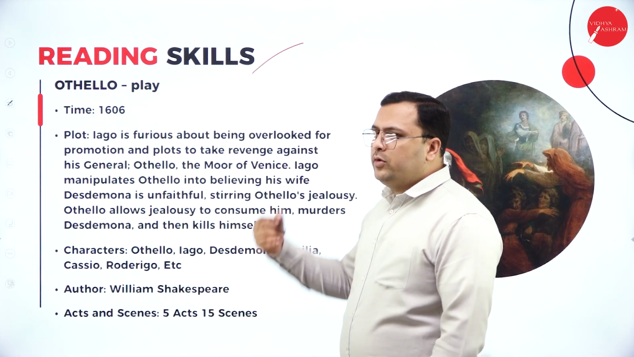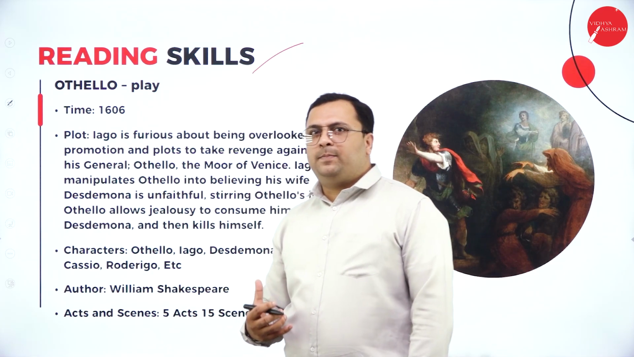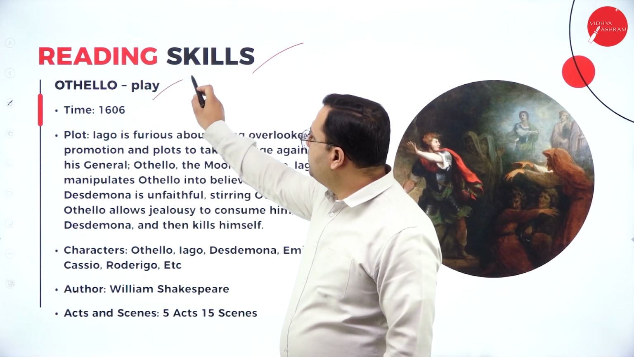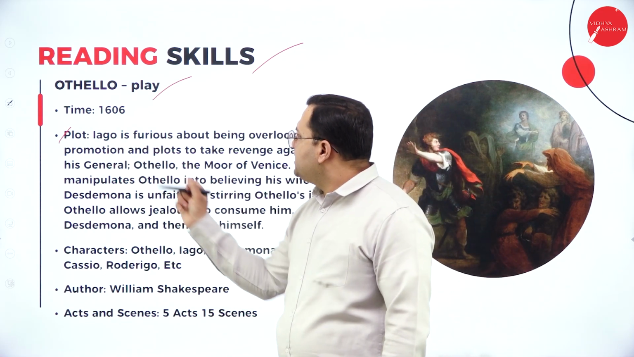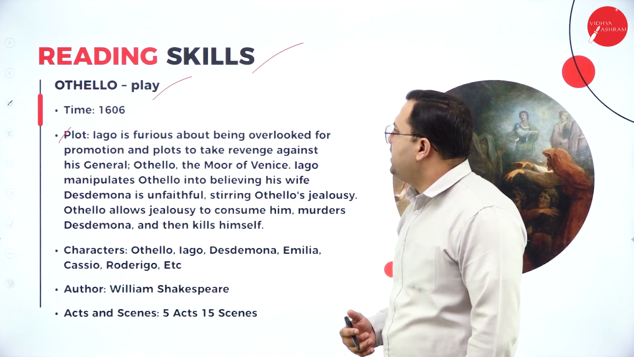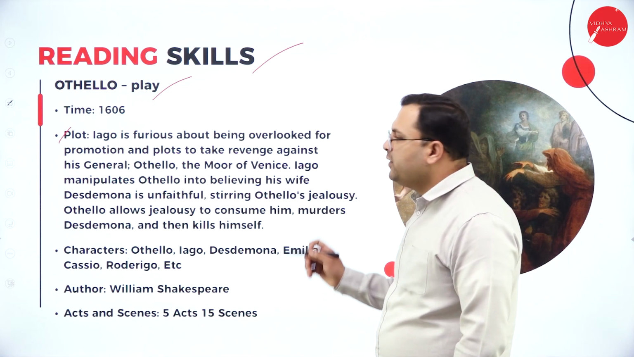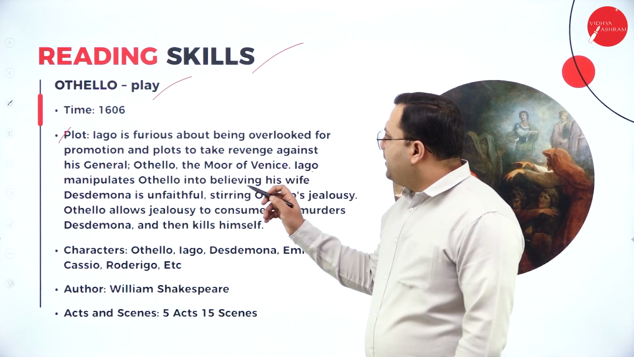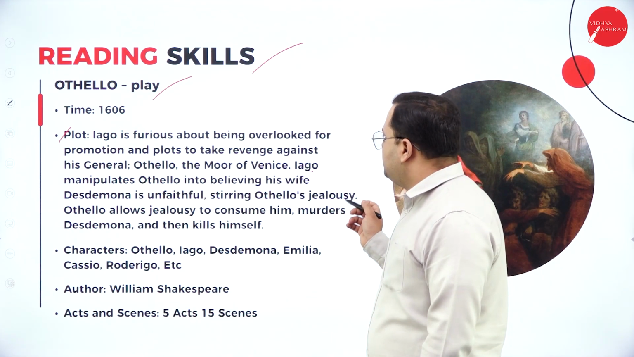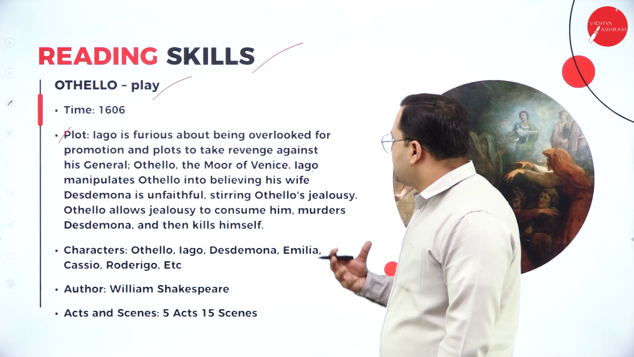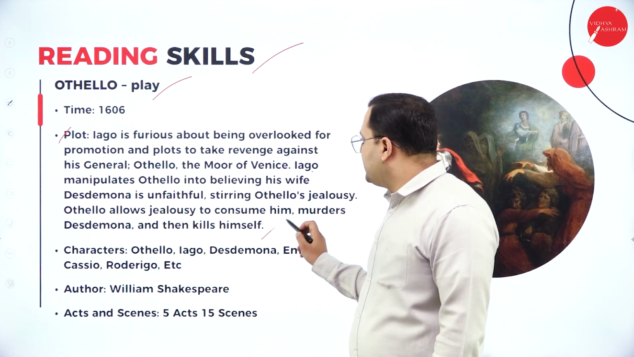Reading skills. So how do you develop your reading skills? Through reading. Therefore, you have a play by William Shakespeare, that is Othello. The plot of this is, there is an antagonist, that is Iago. He is furious about being overlooked for promotion and plots to take revenge against his general, Othello, the Moor of Venice. Iago manipulates Othello into believing his wife Desdemona is unfaithful, stirring Othello's jealousy. Othello allows jealousy to consume him, and finally he murders Desdemona, and then finally he kills himself.